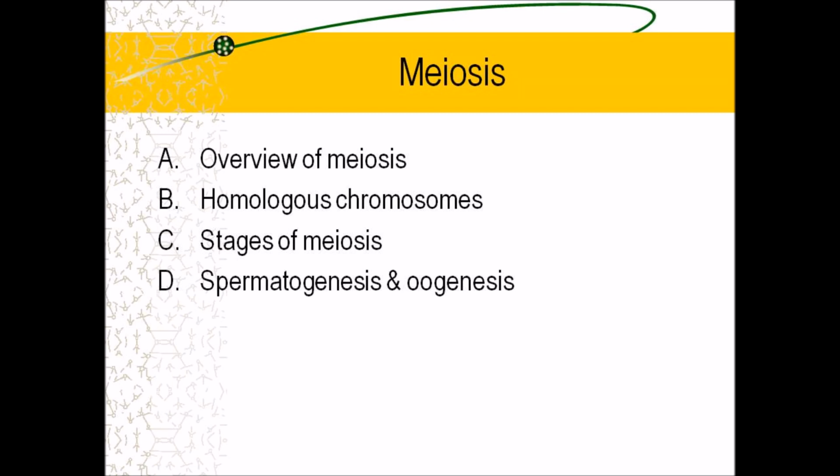Then we will see the stages of meiosis, and lastly we will see two processes briefly on how the gamete is produced. Okay, how meiosis happens in the production of the gametes. Before we proceed with meiosis, let us see the importance of meiosis in humans.